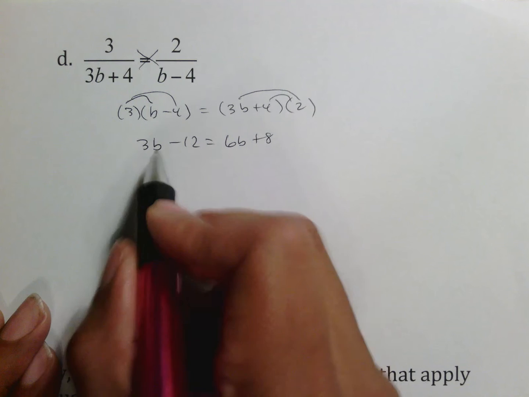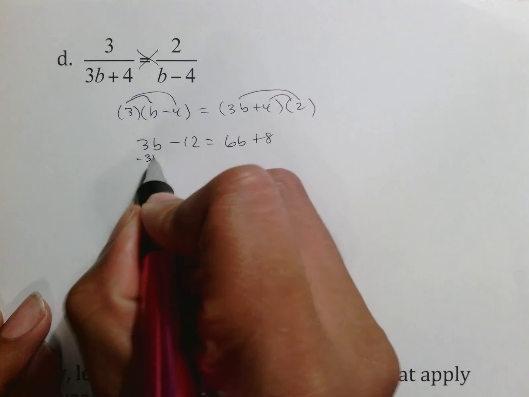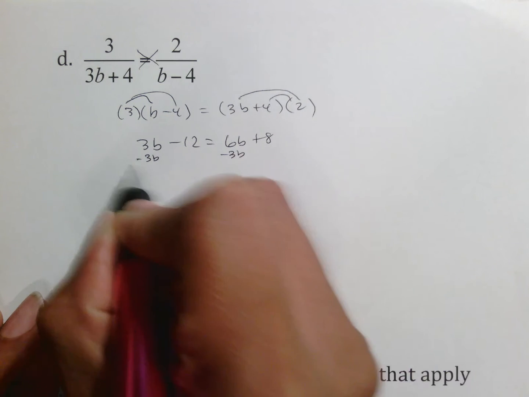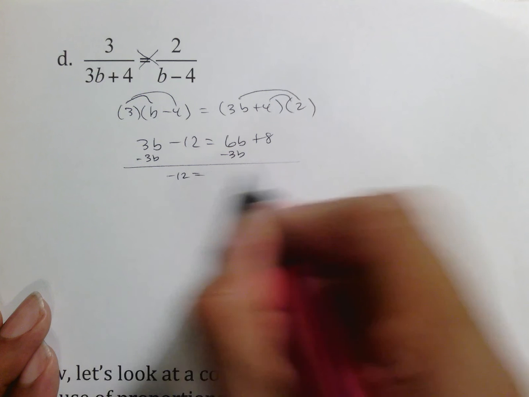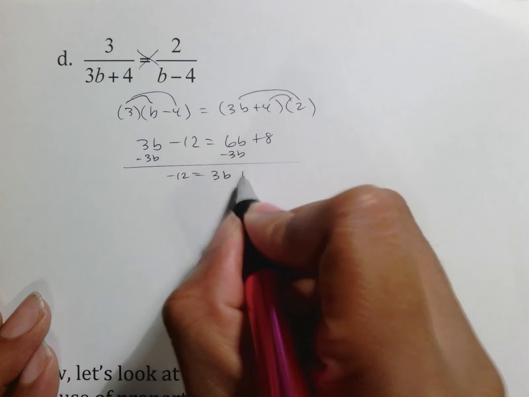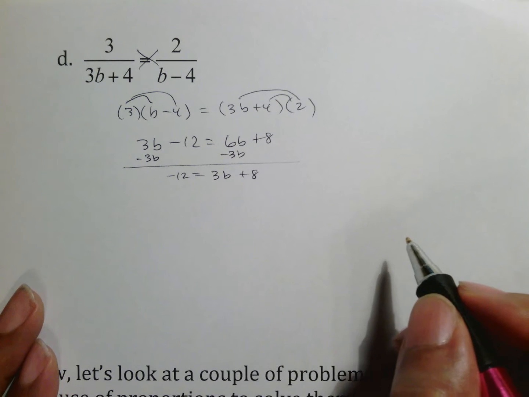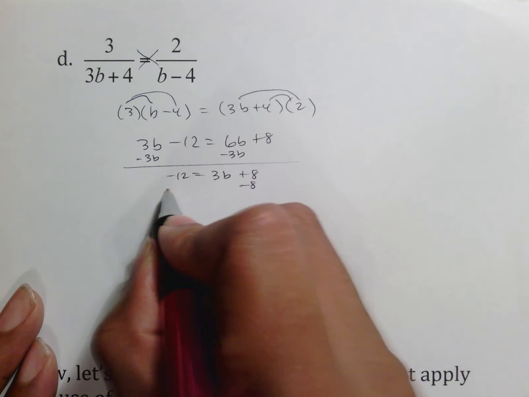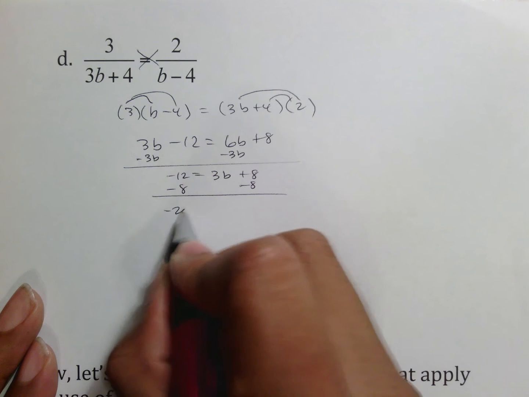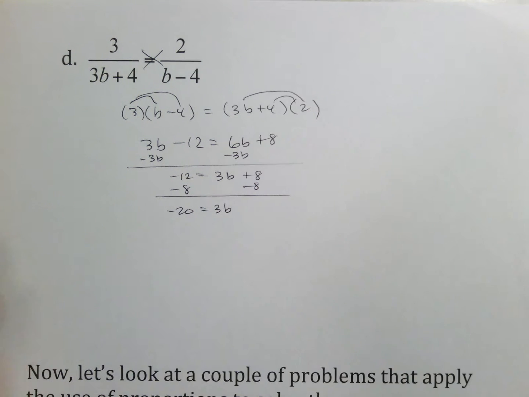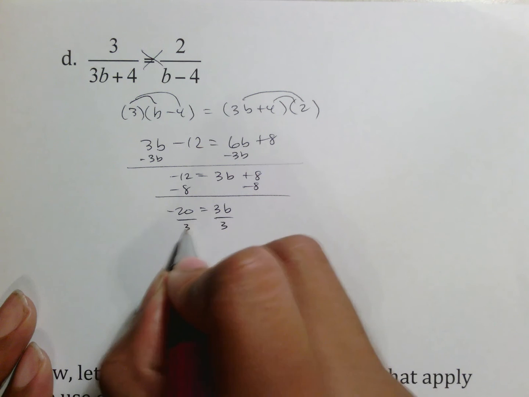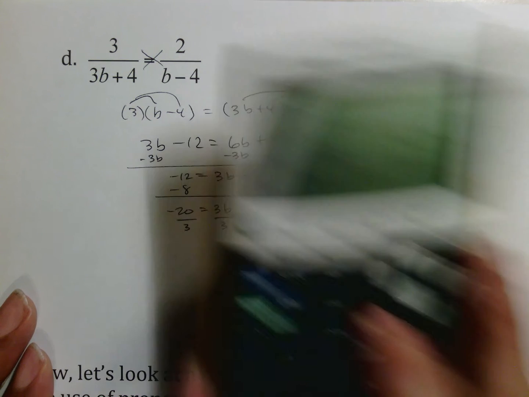Remember, I moved the smaller variable. It's best to move the smaller variable, so minus 3b here, minus 3b there. Negative 12 equals 3b plus 8, minus 8, minus 8. Negative 20 equals 3b. 3b minus 12, 6b plus 8, yes, minus 3b, yep. And then we divide by 3, and I think 20 over 3 is what you get.